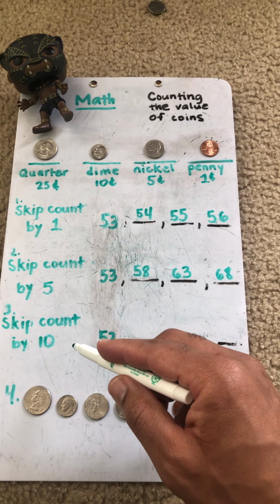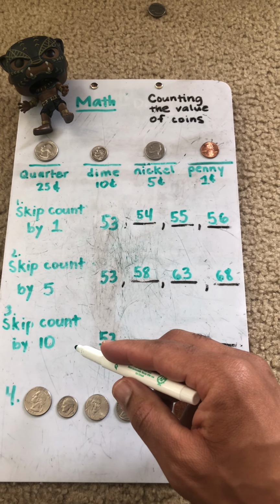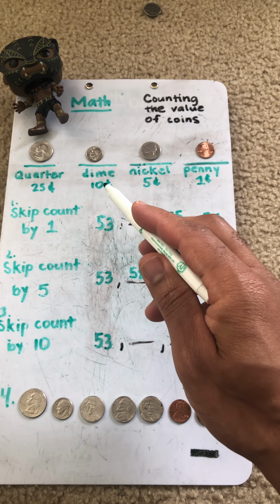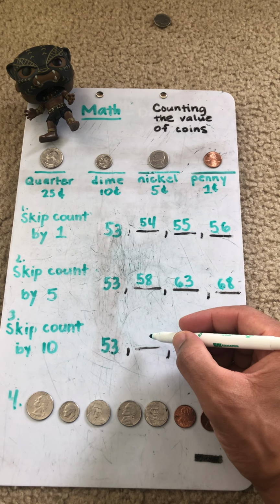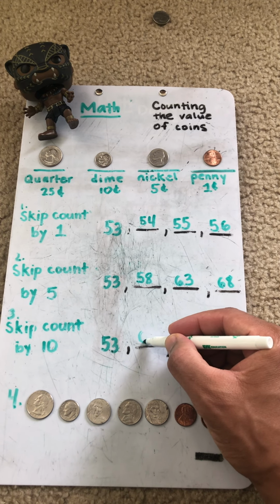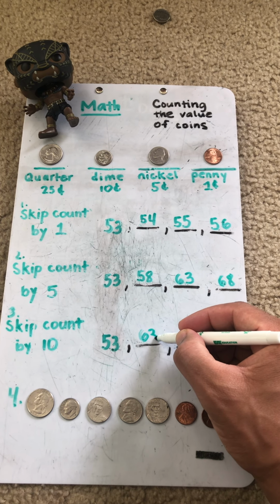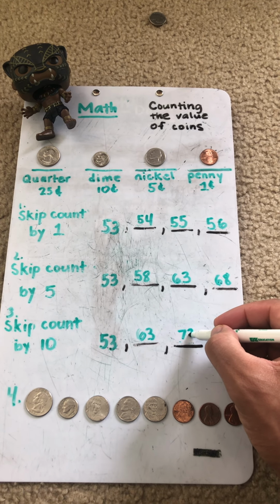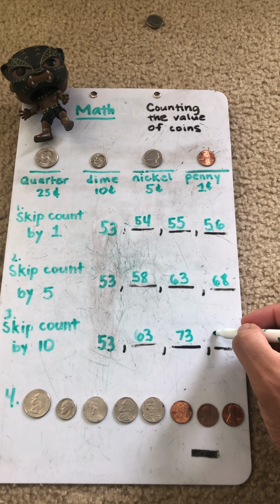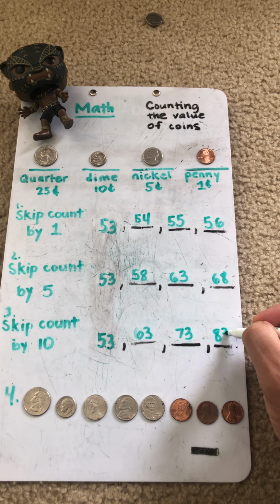Last but not least, let's use our skip counting by 10s. When it comes to my coins, this is very similar to me counting dimes. Starting with that value of 53, from there I will go to 63, 10 more, 73, and up to 83.